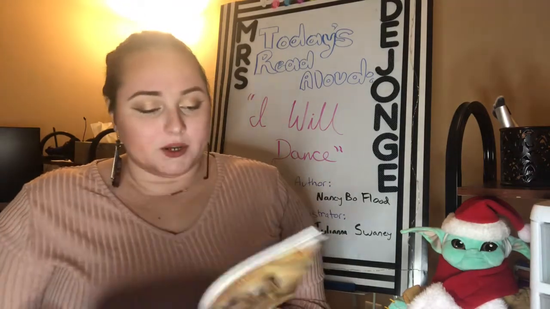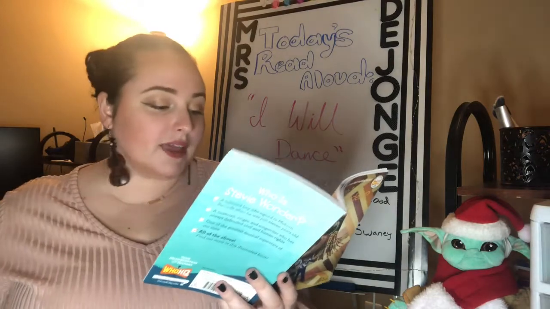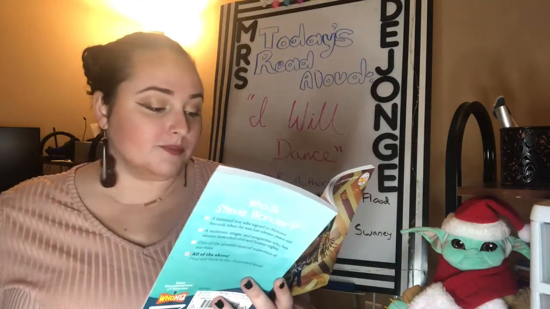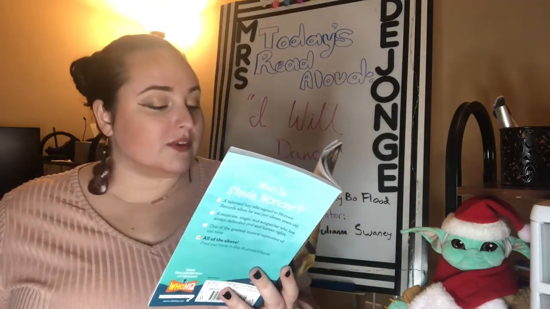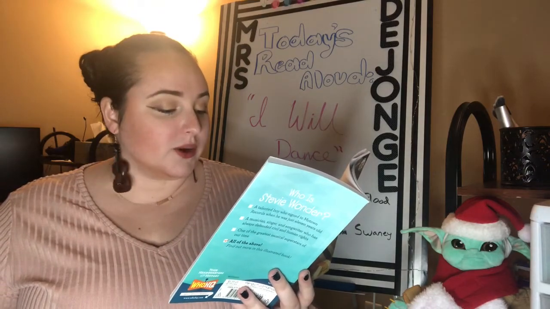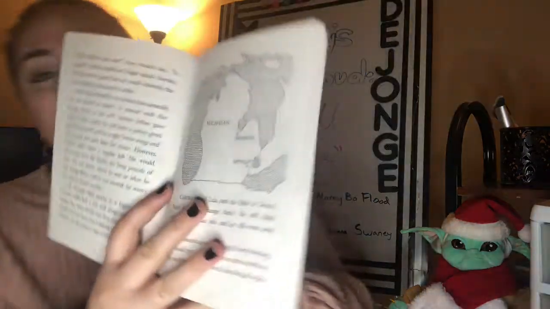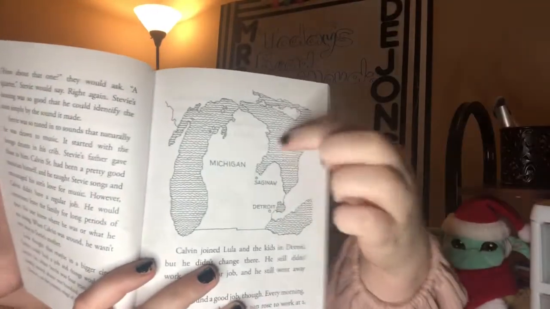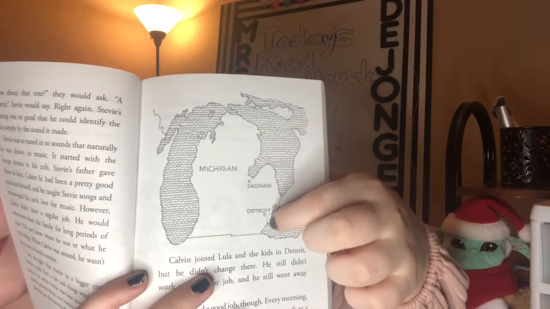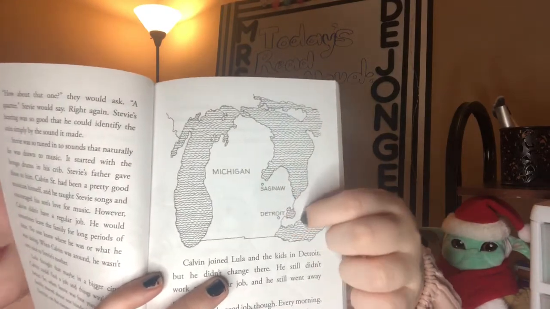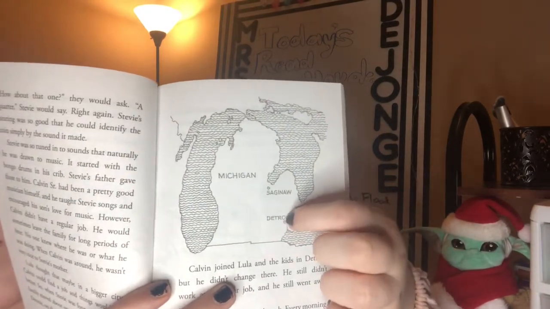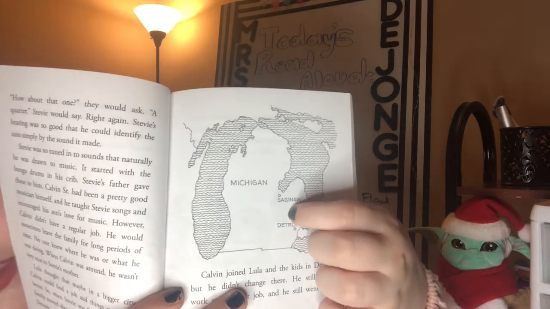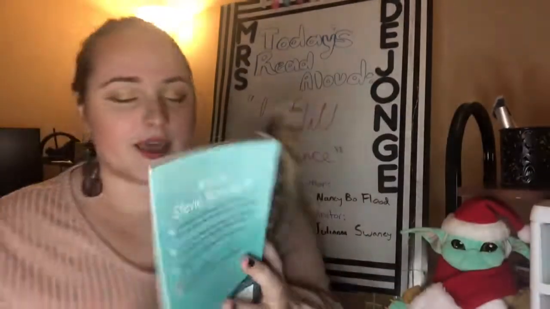Lula thought that maybe in a bigger city, Calvin could find a job and things would be better. So when Stevie was 4 years old, the family moved about 100 miles to Detroit on the eastern edge of Michigan. So they lived in Saginaw, which, like I said, is almost in that little crevice of the thumb. And then they moved all the way down here to Detroit, which is really close to Canada. We live in Fenton, which is about right here, right in the middle of Saginaw and Detroit.